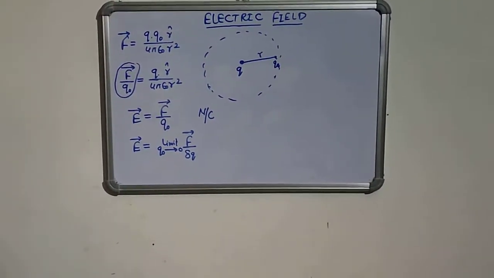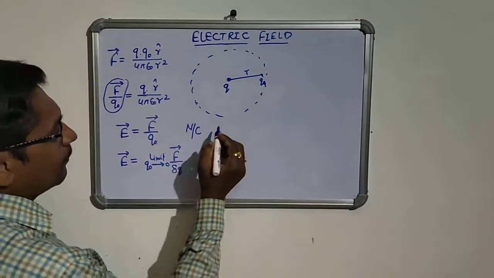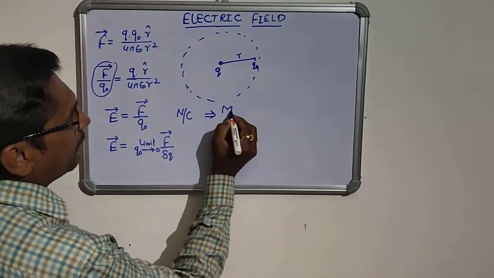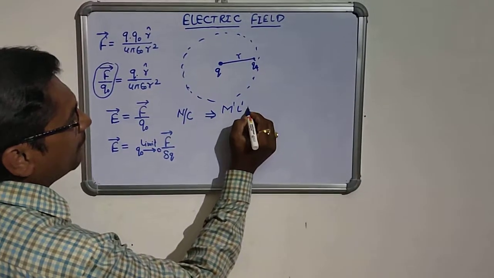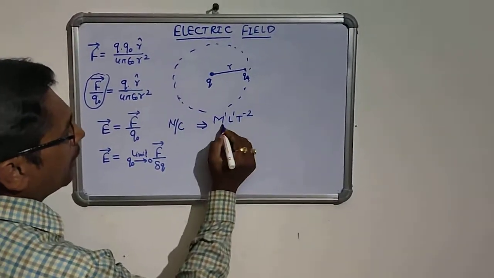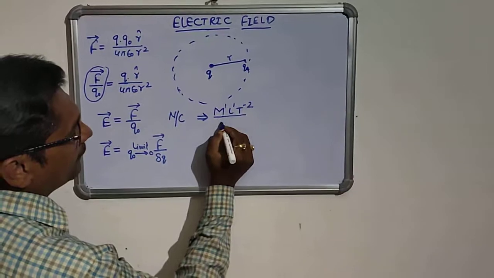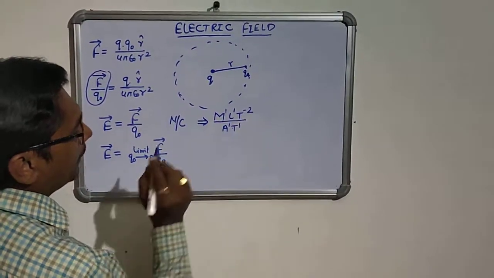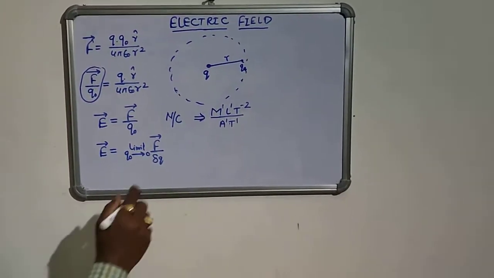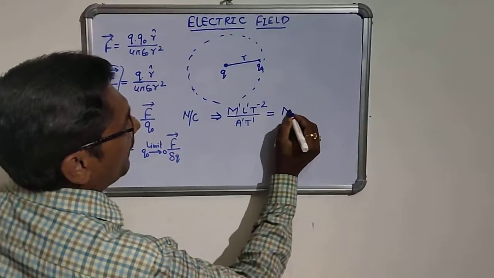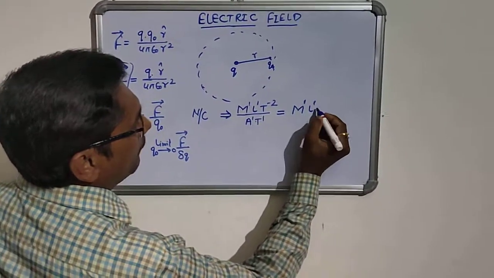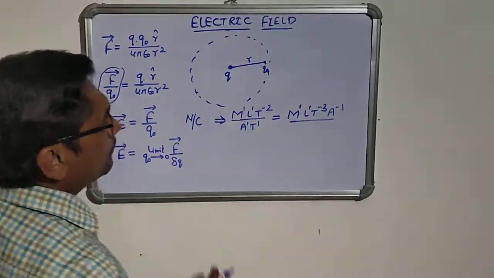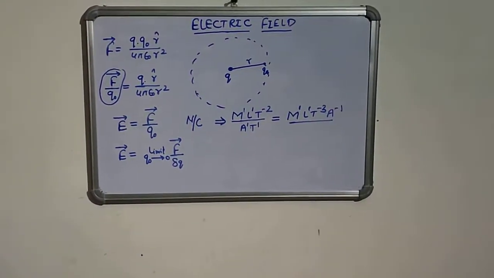So Newton per Coulomb. The dimension formula of force is M1 L1 T minus 2, upon the dimensional formula of charge. Coulomb, Q equals I T, that is ampere T. So the dimensional formula of electric field is M1 L1 T minus 3 A minus 1. This is the dimension formula of electric field.